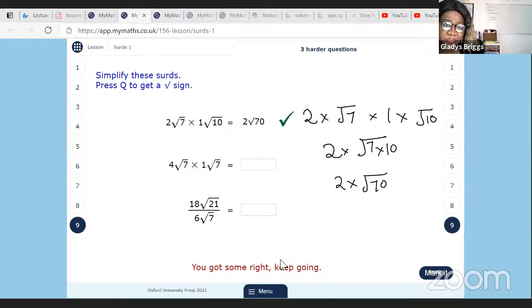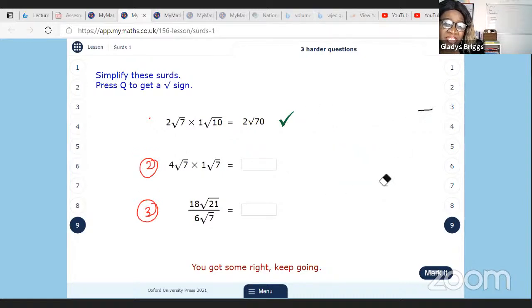Anybody finished? Okay. Question 3. Okay, question 2. Let me put numbers on them. This is question 2, and this is question 3. Okay, let's have a look.